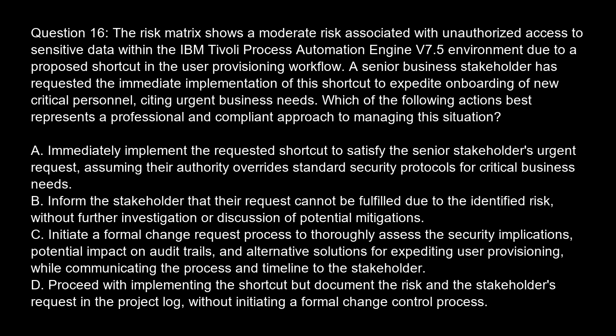Option B. Inform the stakeholder that their request cannot be fulfilled due to the identified risk, without further investigation or discussion of potential mitigations. Option C. Initiate a formal change request process to thoroughly assess the security implications, potential impact on audit trails, and alternative solutions for expediting user provisioning, while communicating the process and timeline to the stakeholder. Option D. Proceed with implementing the shortcut, but document the risk and the stakeholder's request in the project log, without initiating a formal change control process.